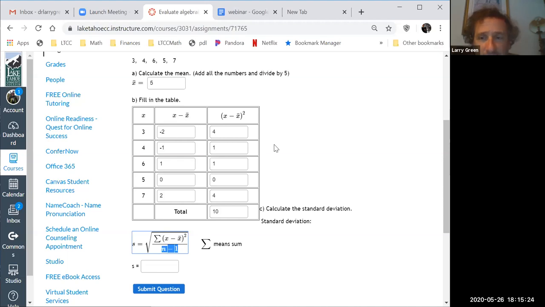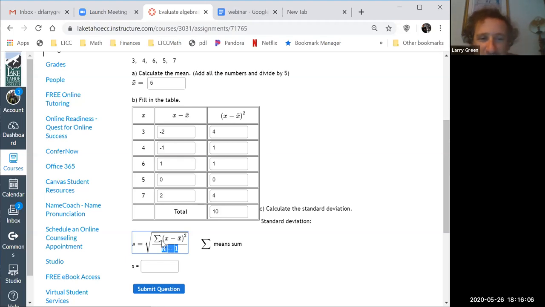Okay, so n represents how many items there were in your sample, sometimes called the sample size. So how many items, what is n first? Yeah, n is 5 because there was a 3, 4, 6, 5, and 7. There's 5 of those numbers. So I hope you can all do n minus 1, which is? Yeah, 4. Okay, that's something I expect you all to be able to take 5 minus 1 without a calculator.